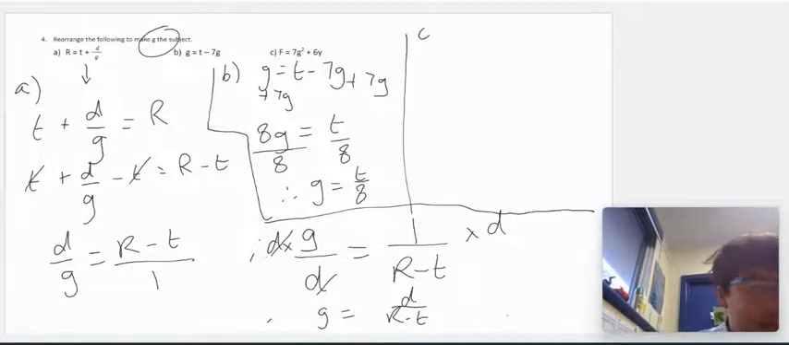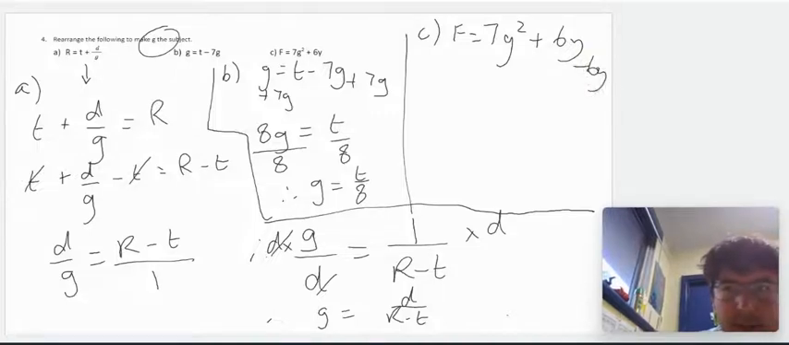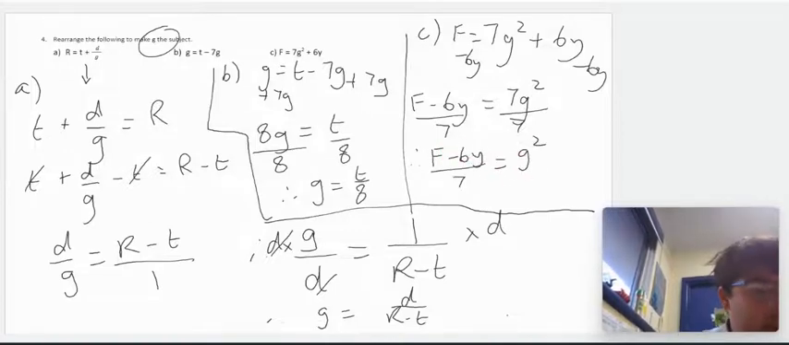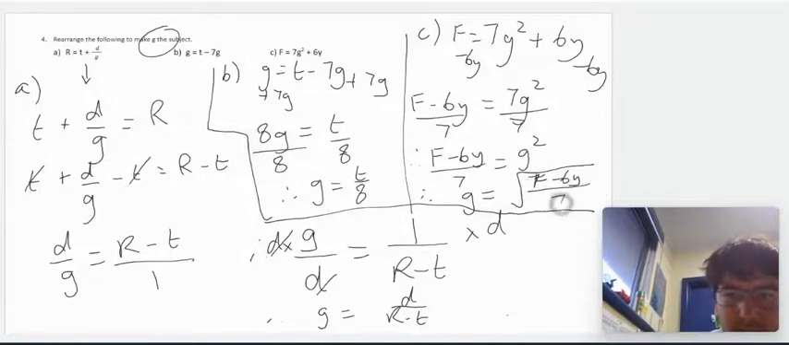And lastly, question C. F equals 7G squared plus 6Y. Well, let's first of all take the 6y from the right-hand side. If we take the 6y from the right-hand side, that means that we need to take it from the left-hand side as well. And now let's divide both sides by 7. So therefore, F take 6y over 7 is equal to G squared. So therefore, let's just switch the sides. G is going to equal, the opposite of squaring something is square root, F take 6y over 7.